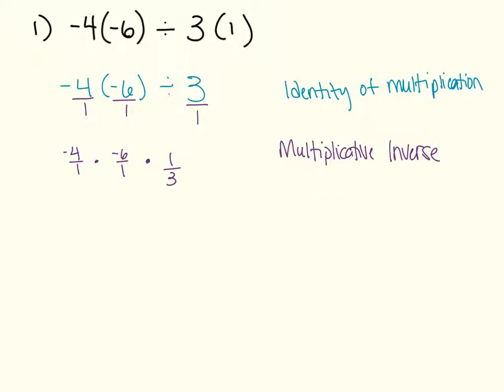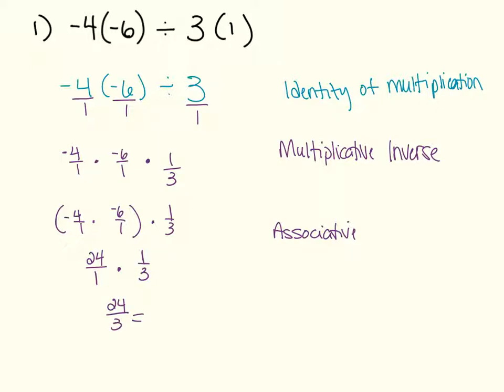Let's go ahead, keeping our negative numbers together, okay, since they're already next to each other. We don't have to do the commutative property. Let's go straight into the associative. Okay, let's go ahead and group those first two terms, leaving the 1/3 for last. Okay, negative 4 times negative 6, well, that's a positive 24. And then when we multiply this across, 24 times 1 is 24, 1 times 3 is 3, 24 divided by 3 is 8. Okay?